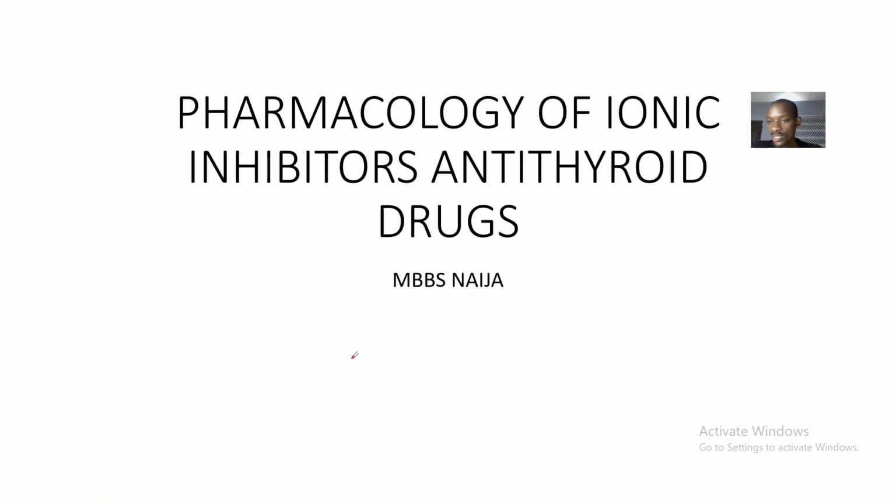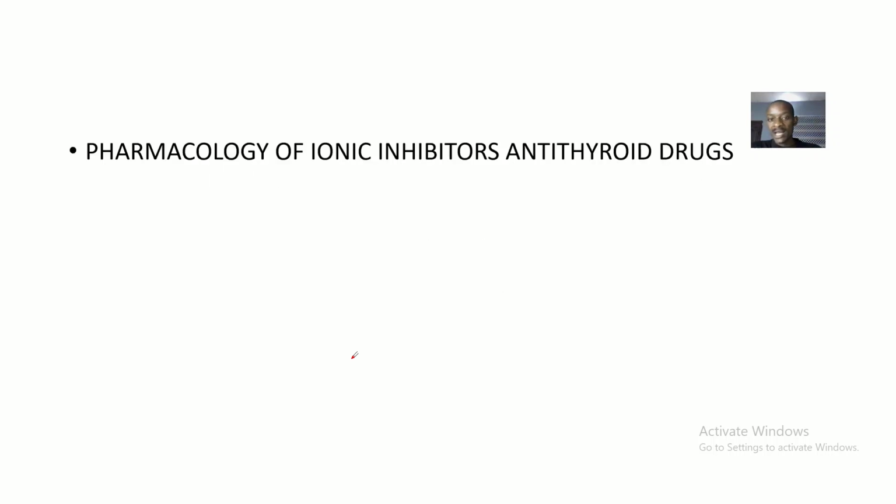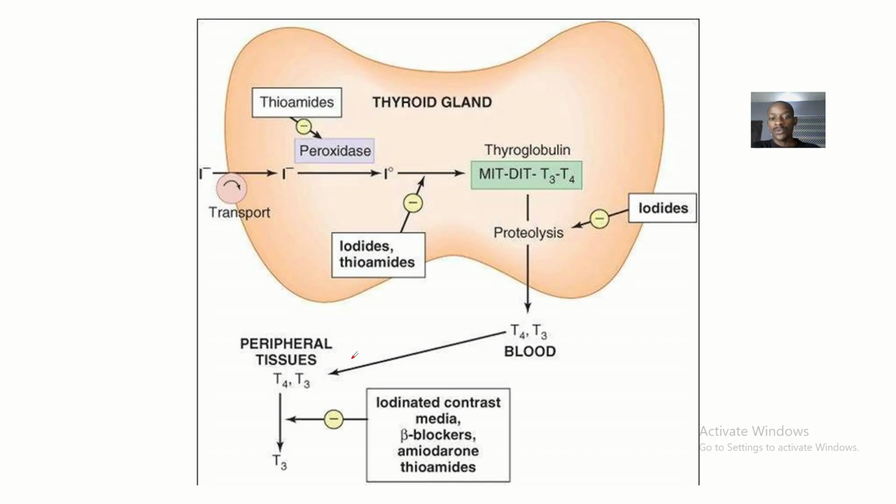We're looking at ionic inhibitors as examples of antithyroid drugs. We have already spoken about antithyroid drugs, which are drugs against the production of thyroid hormone. There's a pathway that leads to the production of thyroid hormone, so these drugs attack this pathway at different regions. Each drug has where it attacks the pathway.